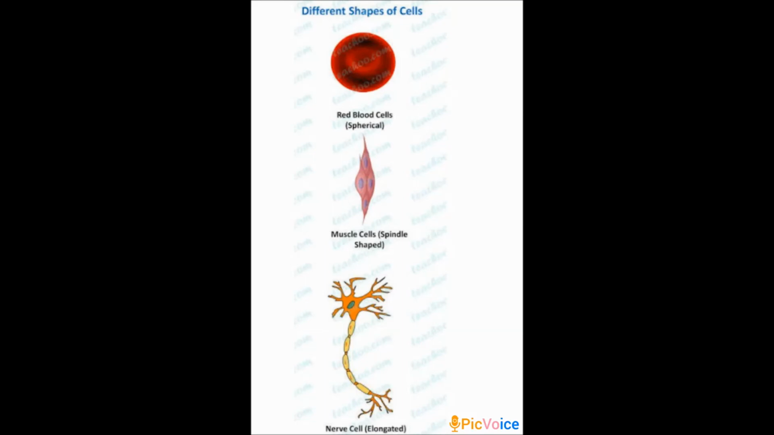And some cells are branched, possessing branch-like structures, like a nerve cell or a neuron. The function of the nerve cell is, first, it receives the message and then transfers the message, and then helps to control and coordinate the working of different parts of the body.